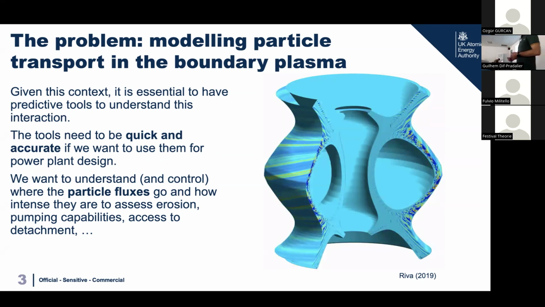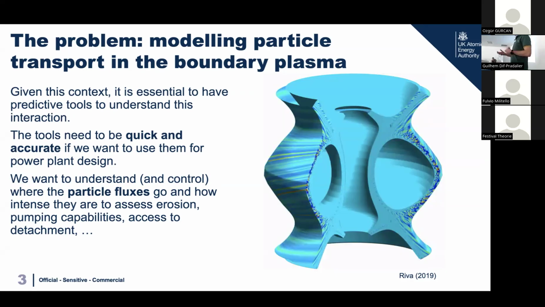So what we want is to have quick and accurate tools. And in order to get quick and accurate tools, we need to have understanding, hence theory. What we want to do is also to have simplified models that can somehow bypass the complexity of these simulations while still capturing their accuracy. And having these tools would be really important to assess erosion, the capabilities of pumping the plasma and the helium ashes, understanding the access to detachment, which is needed to prevent the machine from melting, and for many other reasons.